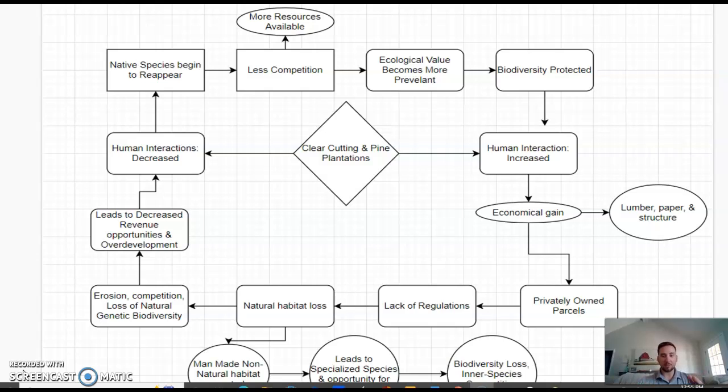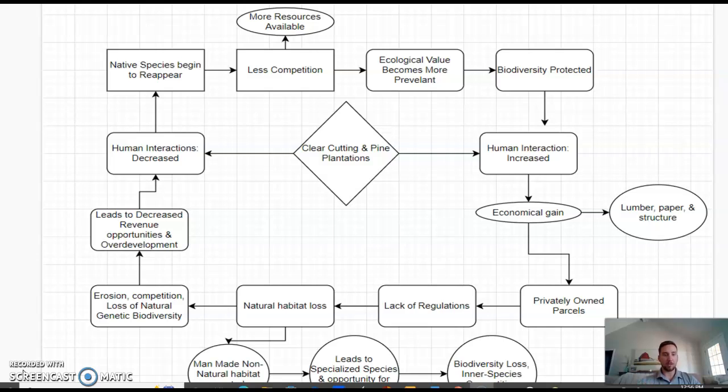Now we can go from that division to the next phase, the next division of natural habitat loss. Going down, we can see the different subdivisions of natural habitat loss. They come from these man-made non-natural habitats, which lead to specialized species and opportunity for invasive species, and therefore lead to biodiversity loss and interspecies competition. It's super important to realize that this is the direct part of the phase that causes the loop to change, going from human interaction increase to human interaction decrease, and how this phase continues through the cycle.